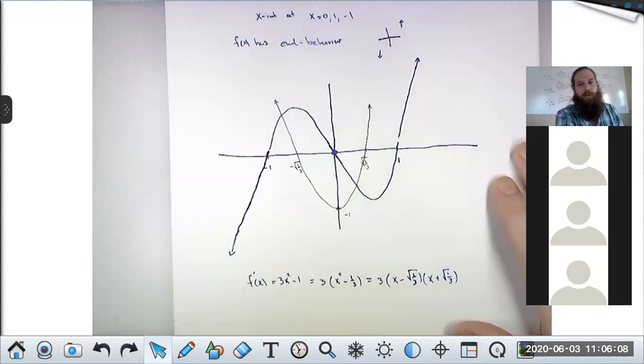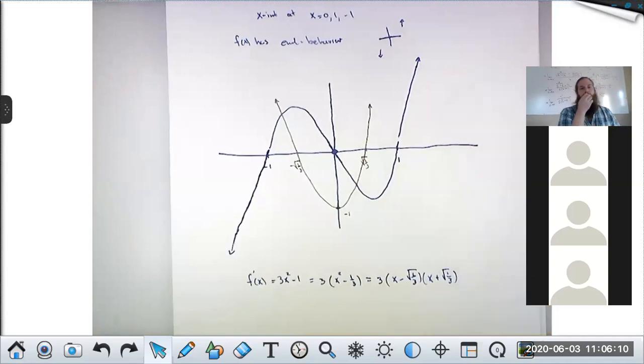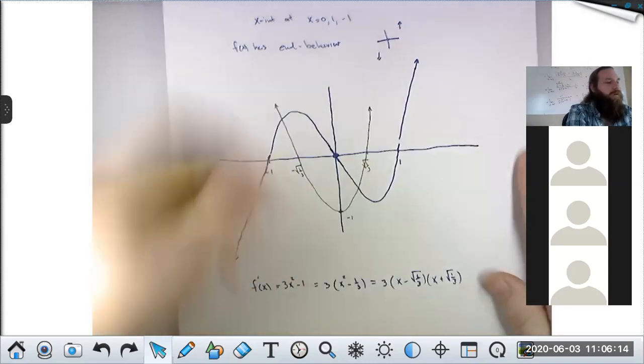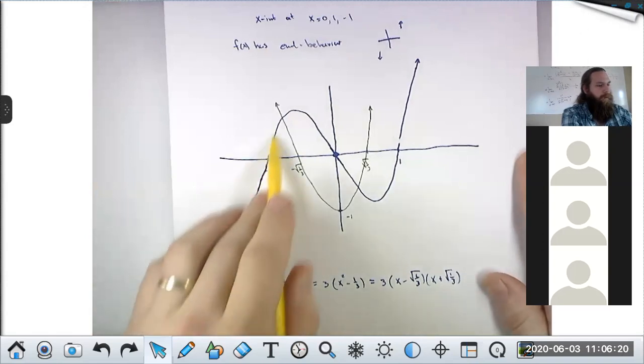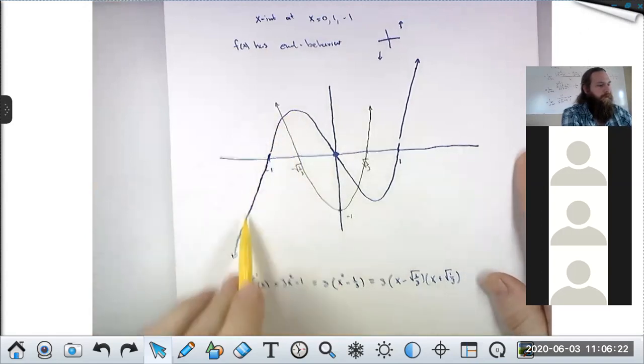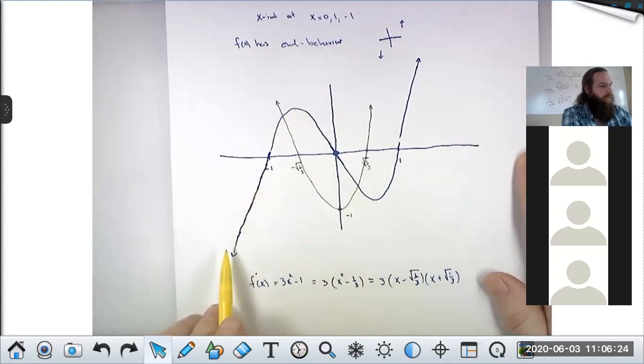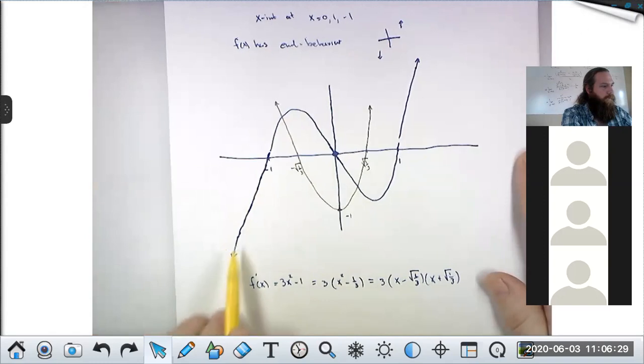All right, so the pencil is f prime and the pen is f. What do you notice? Well, over here, my original function, oh, did I do this right? 3x squared minus 1 should be increasing, so it should be positive, right? Did I mess this up? x cubed minus x.